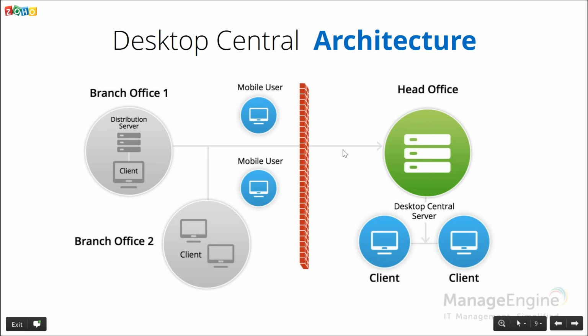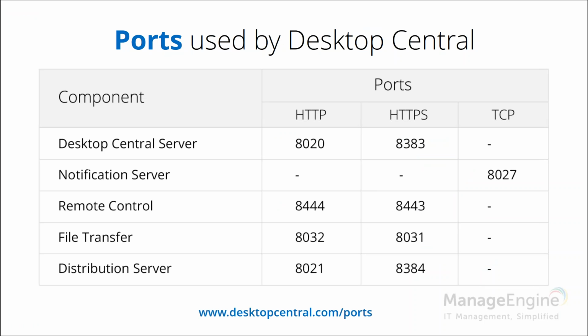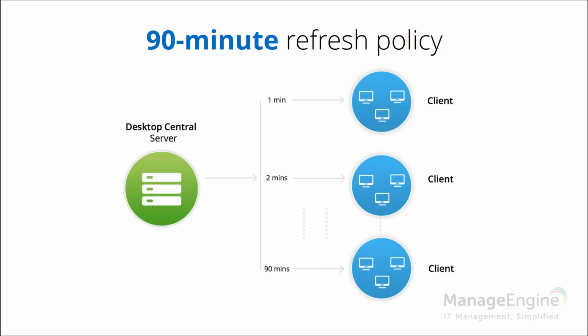In order to manage everything, we need to open certain ports. We have a list of prerequisite ports, and the ports need to be opened from the Desktop Central Server installed machine and firewall in order to have smooth communications. During the agent-server communications, we have a 90 minutes refresh policy. This 90 minutes refresh policy has been created in order to ensure that the agent contacts the server at the given period of time. This process ensures that all the computers in the network contact the server periodically.